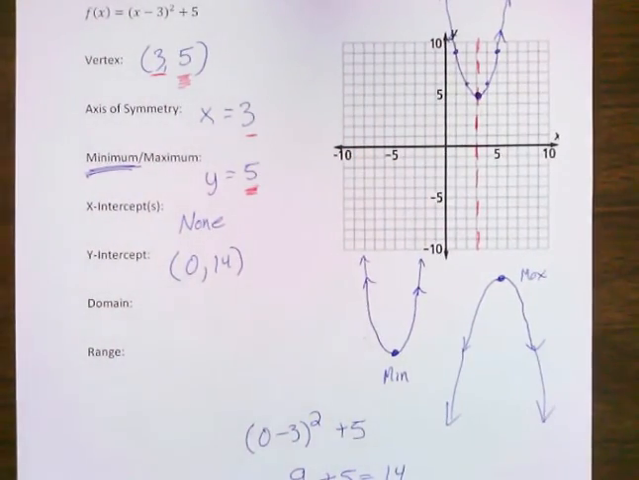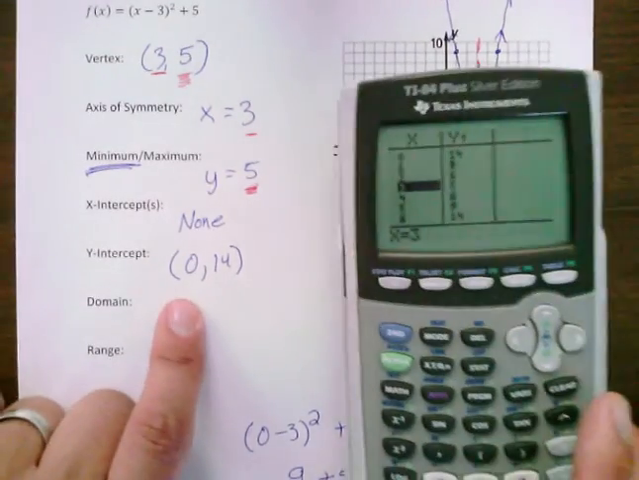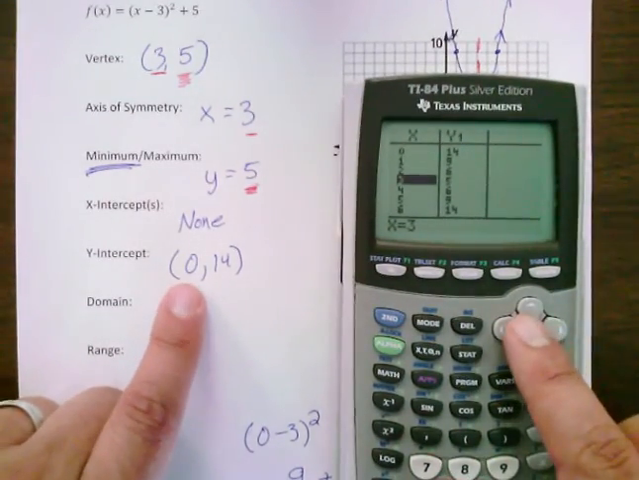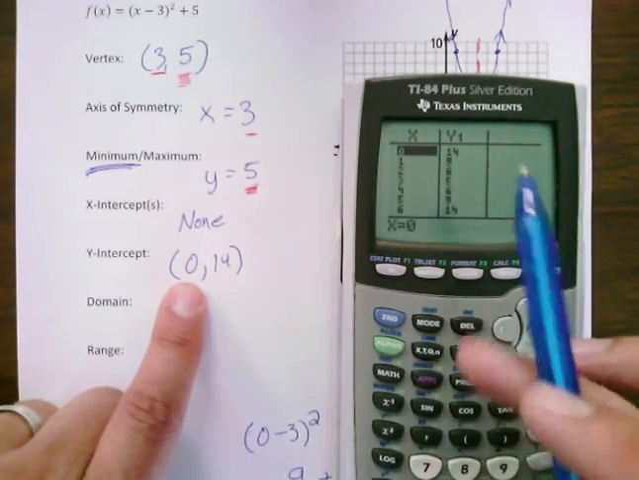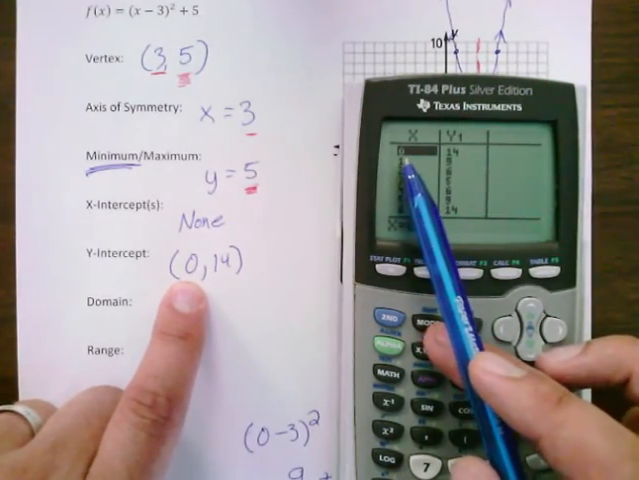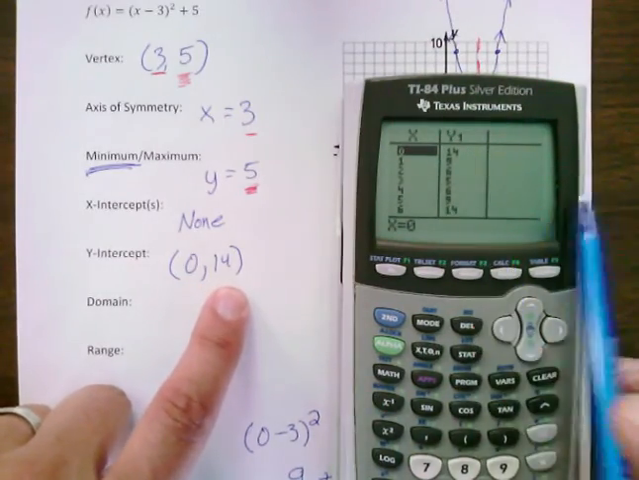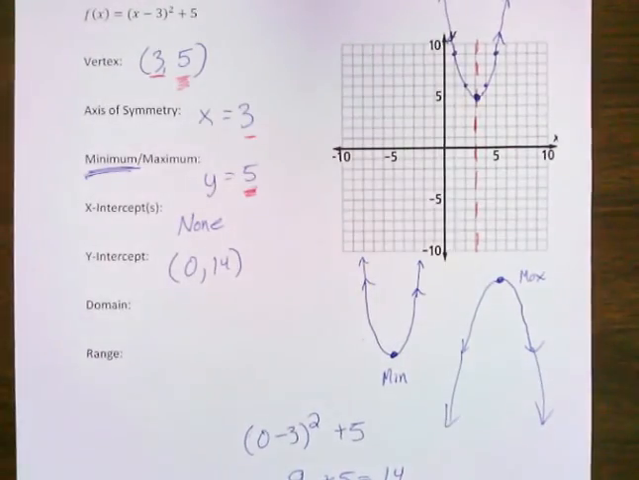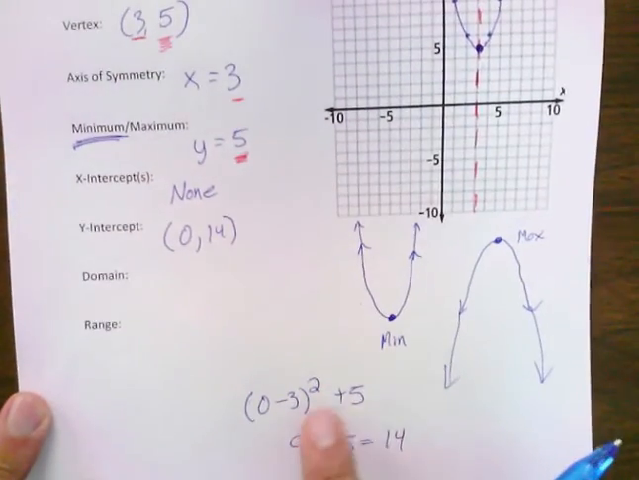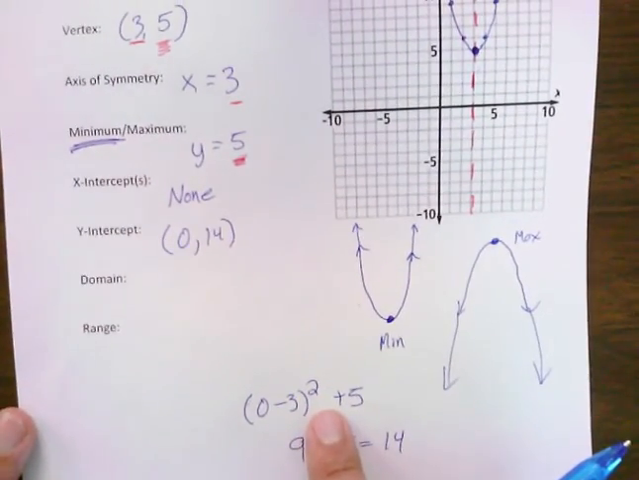A little bit easier way to see that is the calculator. The table part of the calculator can help you there too. You know x is going to be 0. Well, it will tell you what's happening with y. When x is 0, y is 14, which is exactly what we got. So you can look at it graphically, you could calculate it by plugging and chugging, or just use the calculator.